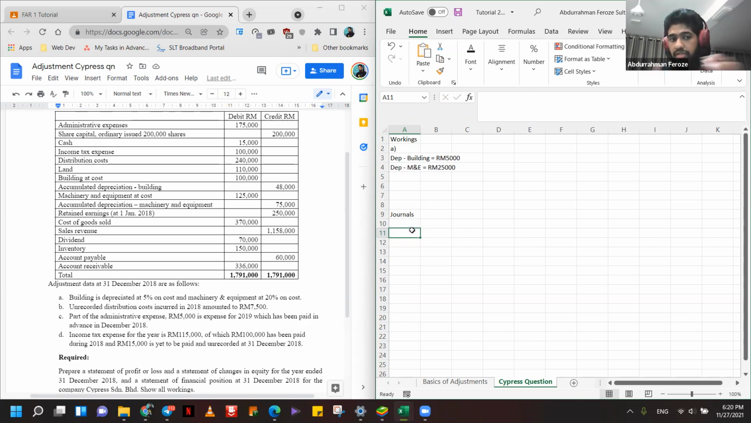Actually, we need to separate now. For the building depreciation, there will be one debit and one credit entry. And for the machinery depreciation, there will be a debit and a credit. So what are the debit and credit entries?